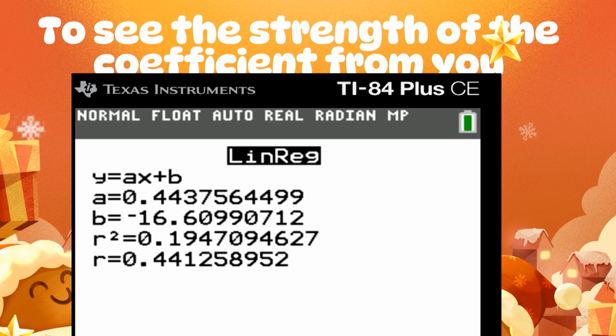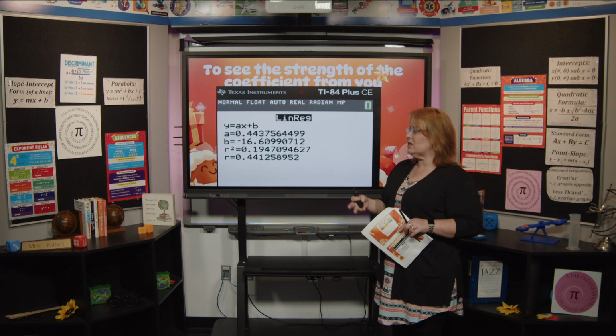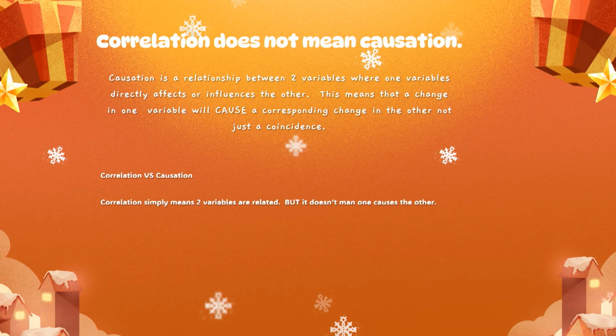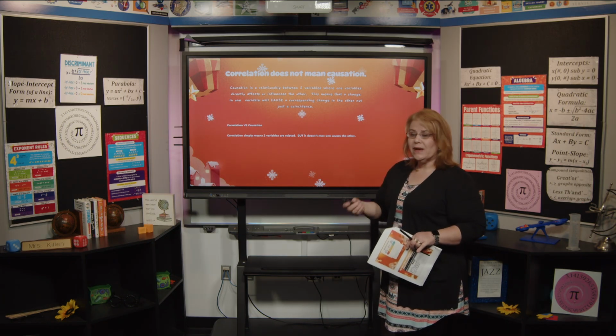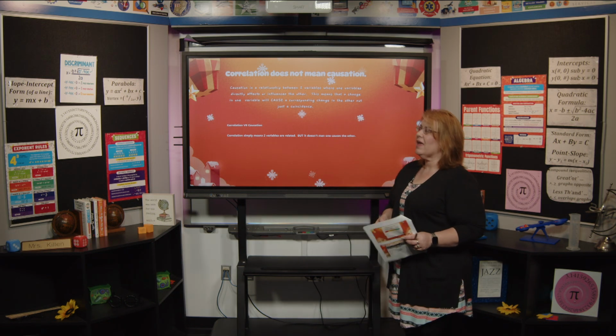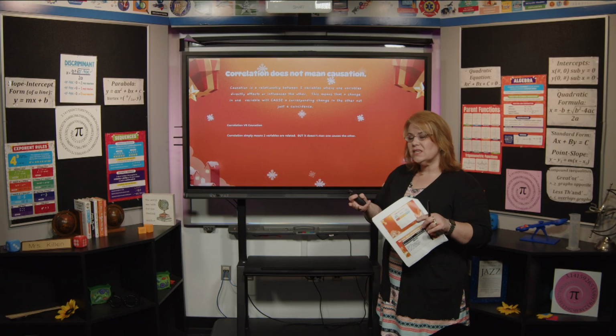So that's another way that we are using our technology tools to help us answer these different questions with this correlation. All right, correlation does not mean causation. When something causes something, it's the causation. If I put my shoes on, then I won't hurt my feet when I step on the rocks. So if I don't put my shoes on, I will hurt my feet. So there's a causation there.